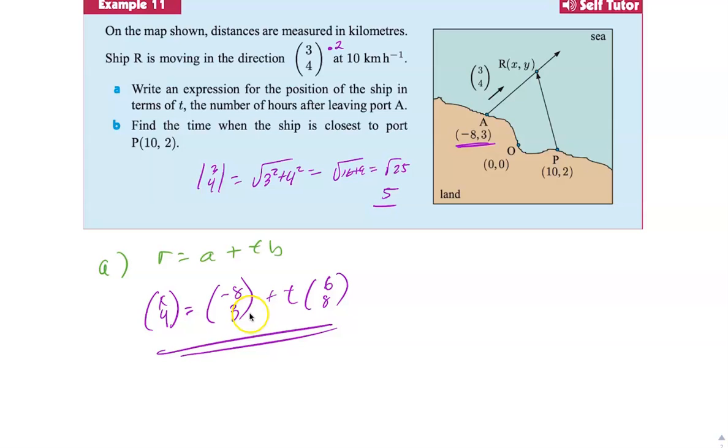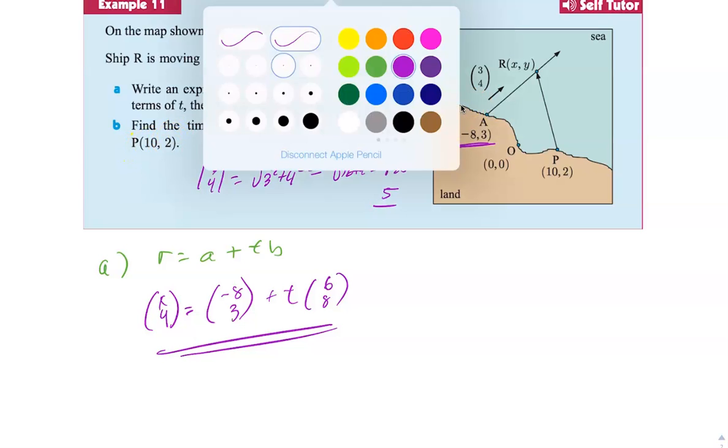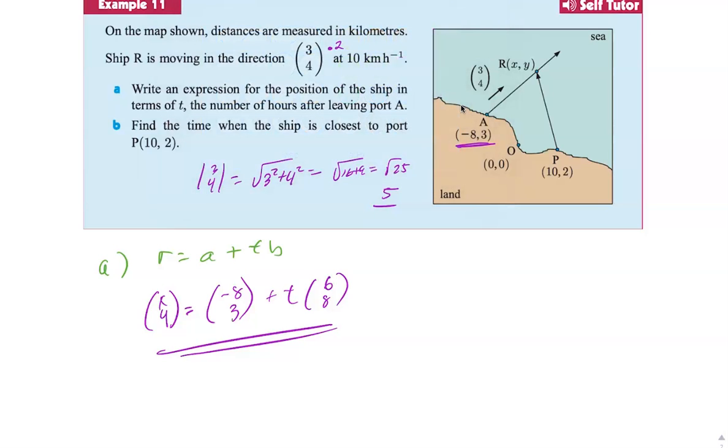So that's A. Now let's do B. Find the time when the ship is closest to port P at 10, negative 2. So remember, we do the exact same problem we did earlier. We have to find a direction vector, which we know is 3, 4. You could use 6, 8, but it's not going to matter because it's parallel. So we're going to take the direction vector 3, 4 and dot it with this vector PR. Let's get 0, right? Because the shortest distance occurs at a right angle.